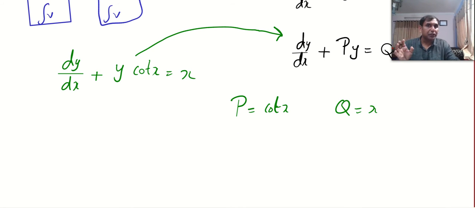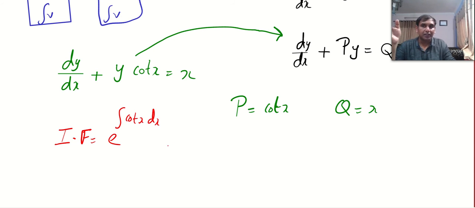So what's the first thing to do? Come on, you can pause the video and try it yourself. So what is the integrating factor? E to the power integral p dx. That will be cot x into dx. What is integration cot x? I think we did it a minute back. Yeah, that will be e to the power log sin x. And as usual, we end up with sin x.